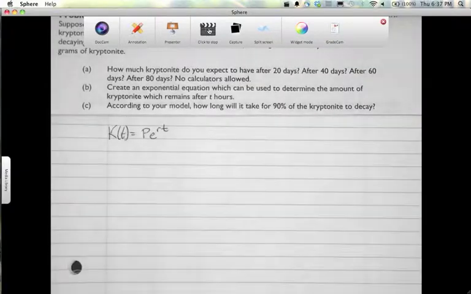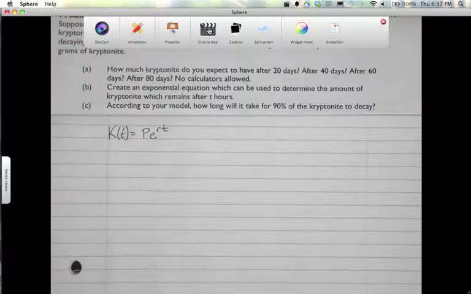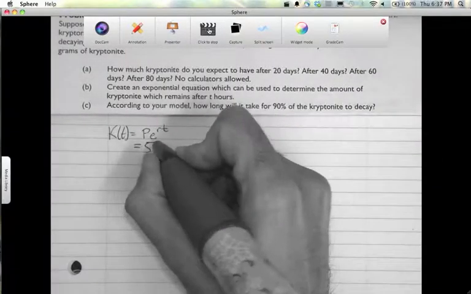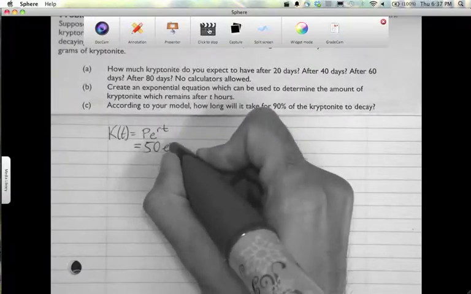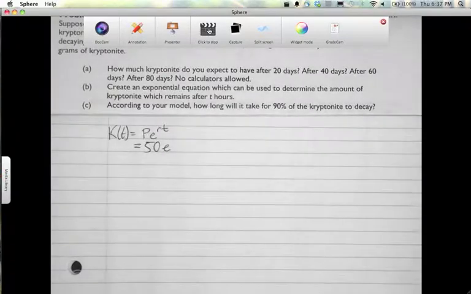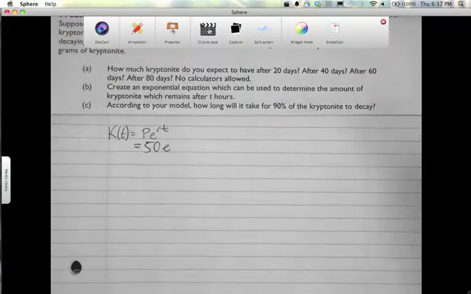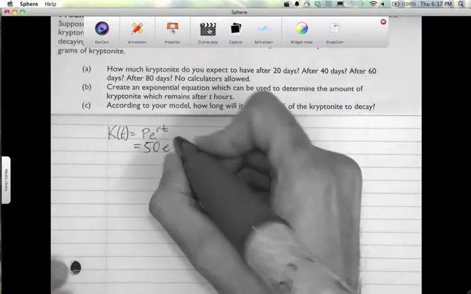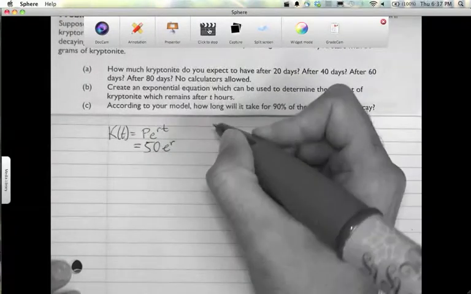for kryptonite. It tells me that I start with 50 grams, so I can now rewrite this as 50 times e to the, and then I don't have a rate. But I know that it says the half-life is 20 days. So I guess that means I'm going to have to solve for the rate.